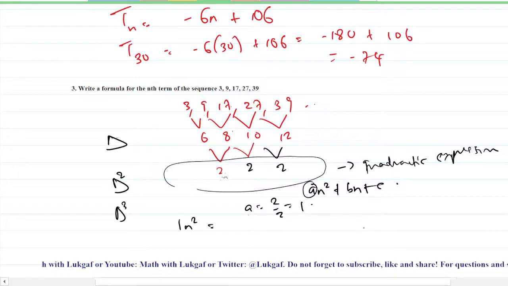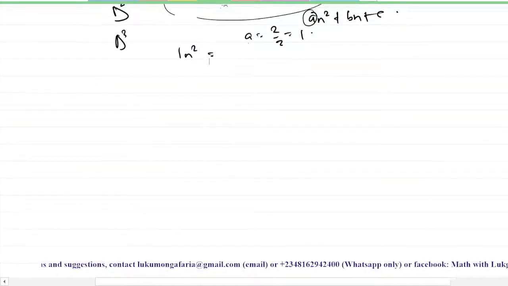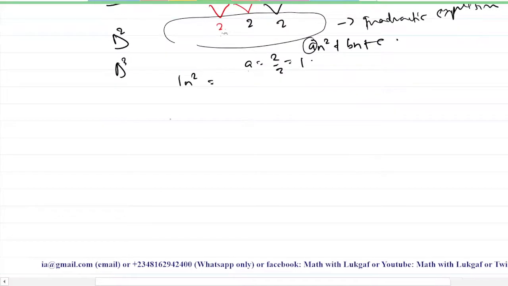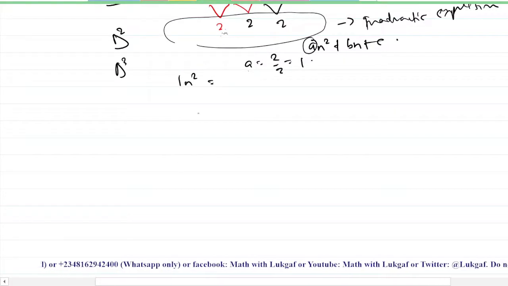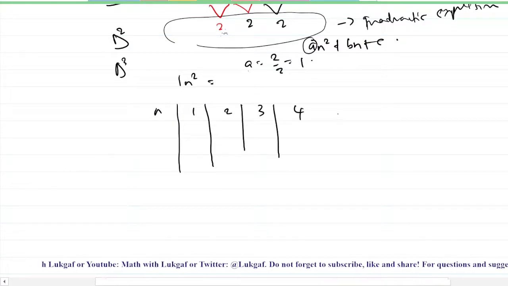Since you have 1 now, you mean that you are going to obtain your 1n squared. Then you can also use the table like I explained the other time. Let me just draw the table to make it clearer. We were given the first 5 terms, so you can have your table like this. Number of terms: 1, 2, 3, 4, 5.